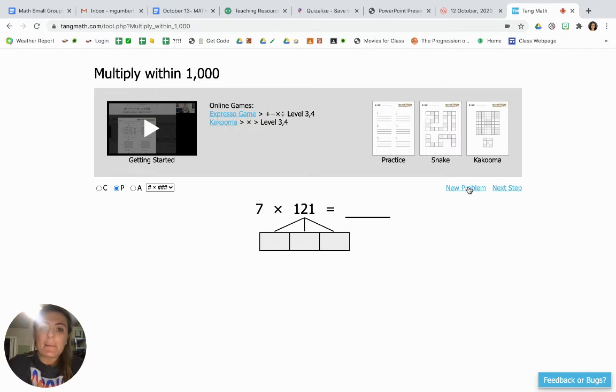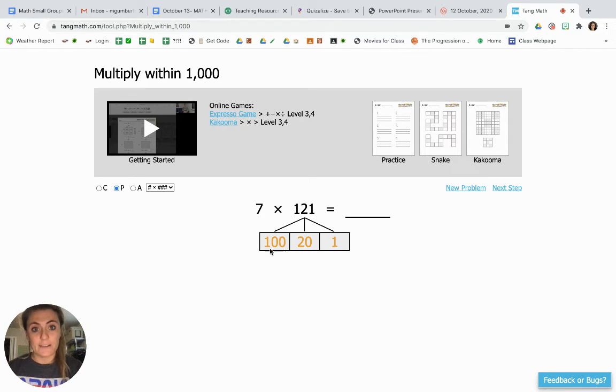Let's do one more. So I have 7 times 121. My first step is to take that 121 and break it apart, right? And I'm going to break it apart into 100, 20, and 1, just like I would if I was writing 121 in expanded form. And then I'm going to take each of those sections and multiply them by 7.